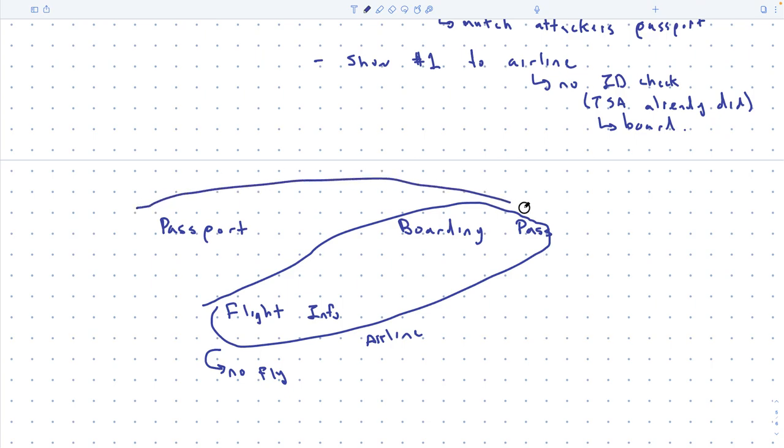And then TSA, Border Services, whoever, they're free to check the passport and the boarding pass. But if they can't check the back-end database of the airline, then they don't know whether this person's even a registered passenger on the airline. So law enforcement, TSA, Border Services, et cetera, they all have kind of this view of it, and the airline can see this, okay? And there's no one person that sees all three.